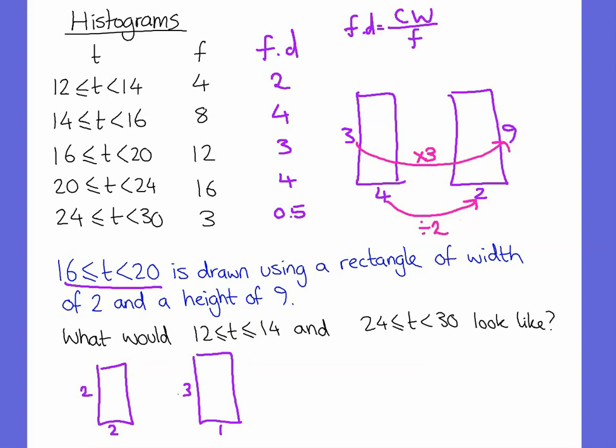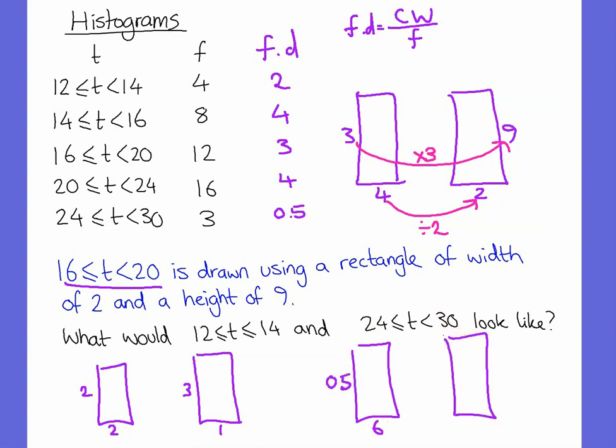So the 12 to 14 group would be drawn with a width of 1 and up to 3. Let's look at the second bit, so 24 to 30. You can see there's a width of 6, and the height would be up to 0.5. That's what we would normally do before this video.